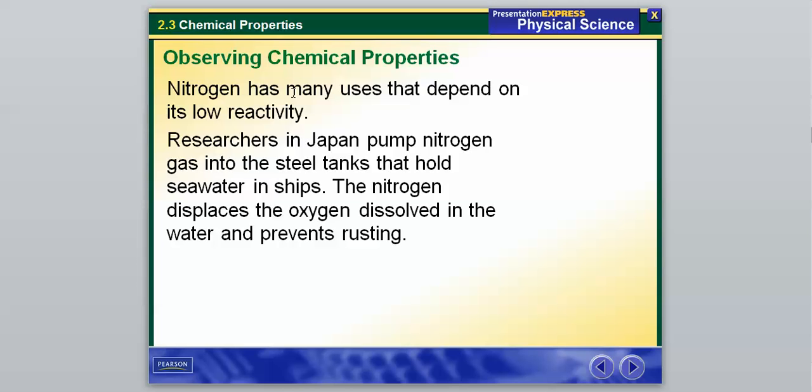And researchers in Japan, because they know nitrogen has a low reactivity, have pumped nitrogen gas into the steel tanks that hold seawater in ships, and this nitrogen displaces the oxygen dissolved in the water, and it prevents rusting. So this is a good practical reason for why we need to know what chemical properties are, because the nitrogen comes in, it is not as reactive, so it keeps the oxygen from reacting with the water and causing rusting.